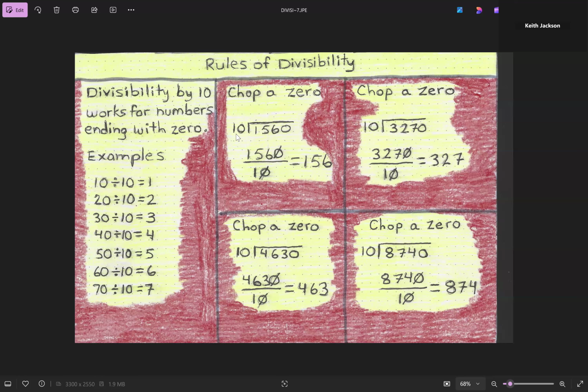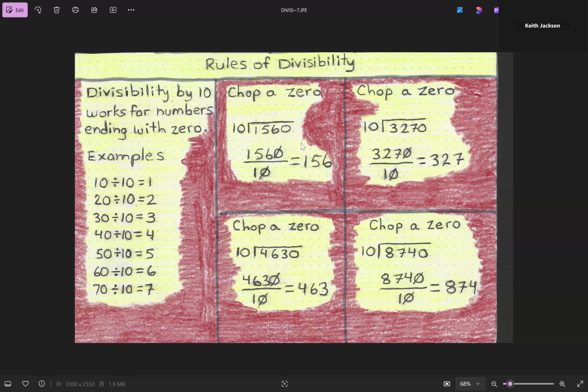And so the same is true with big numbers. So let's say we have 1,560 divided by 10. Let's set it up this way in which we have 1,560 in the numerator and 10 in the denominator. Just as long as we have 0 at the end here and 0 at the end here, all we have to do is just chop them off. And our answer is just simply 156.